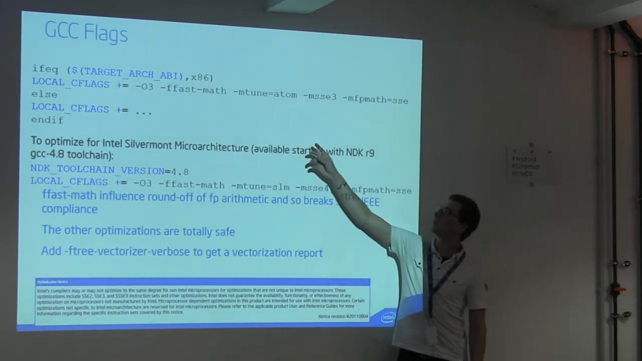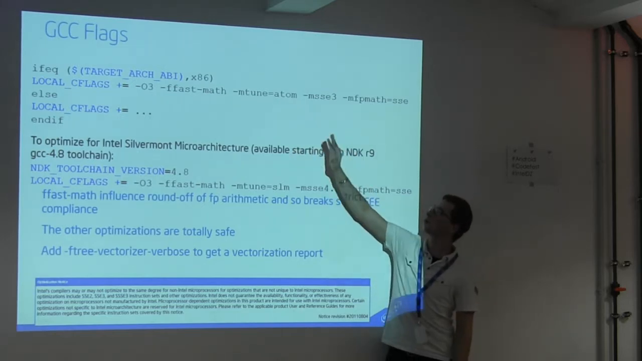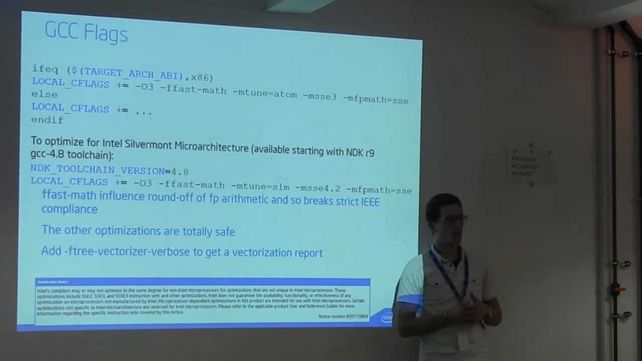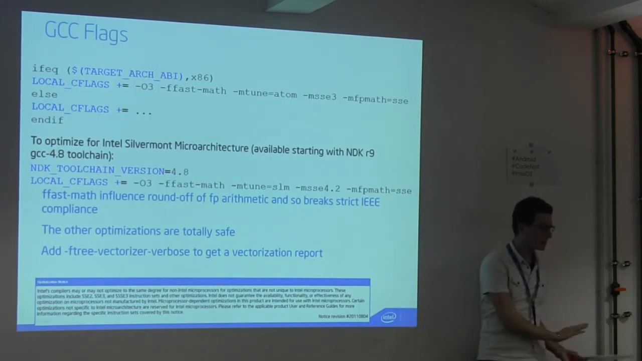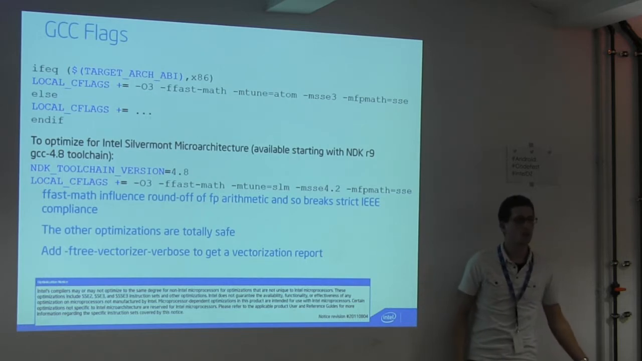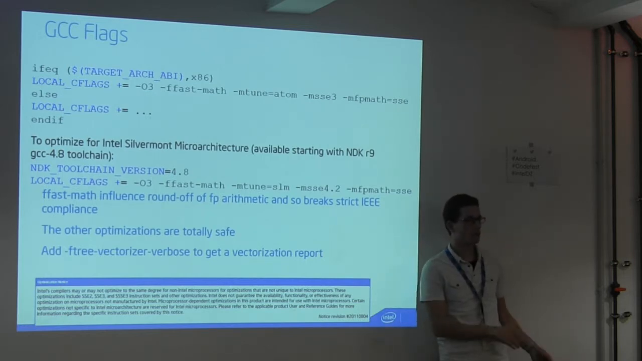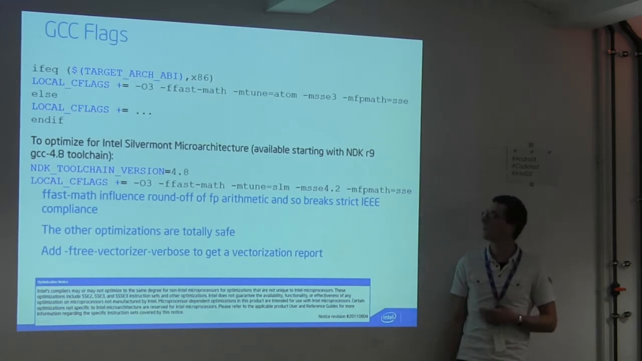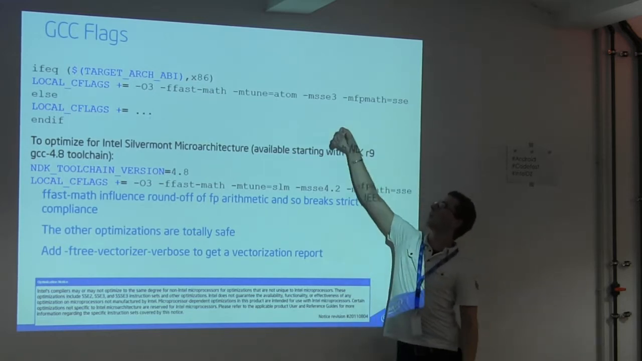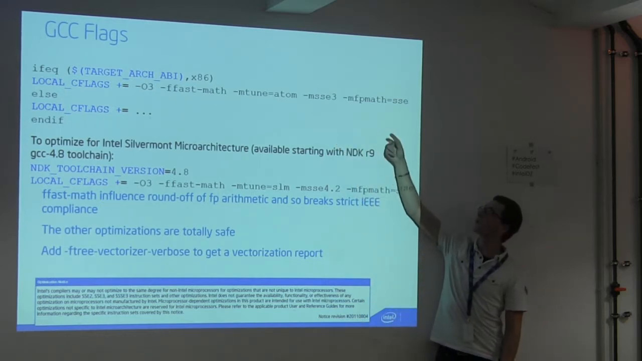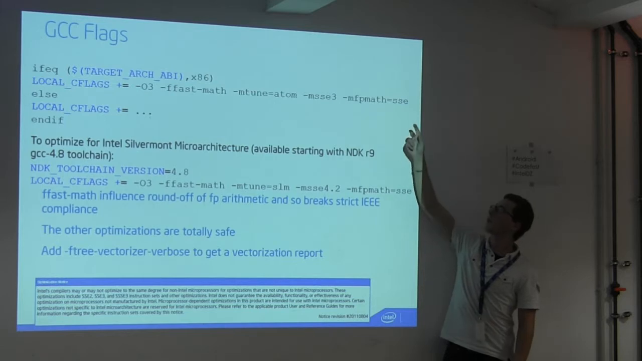And the x86-specific part is after. -mtune=atom specifies you're compiling for the Atom architecture of these devices. These are some specifics about this architecture: it's in-order and some other stuff. The compiler handles that now, you don't want to care about it. And activate SSE3, and also specify the math library inside the compiler can rely on SSE.